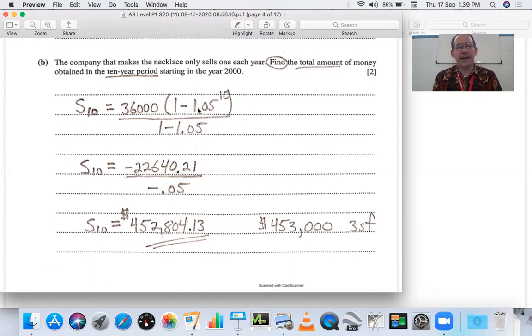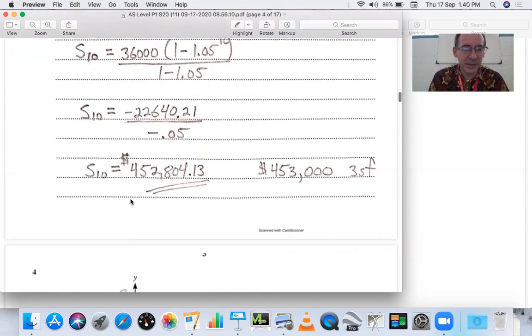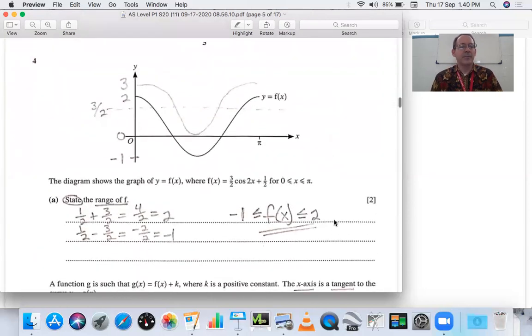So you get 1 minus your rate, which is 1.05, raised to the n power, which is 10, divided by 1 minus the rate, 1 minus 1.05. So you simplify that out on your calculator, and you end up with a sum over 10 years of $452,804.13. If you change it to 3 significant figures, you get $453,000. Number 4, the diagram shows the graph of y equals f of x.